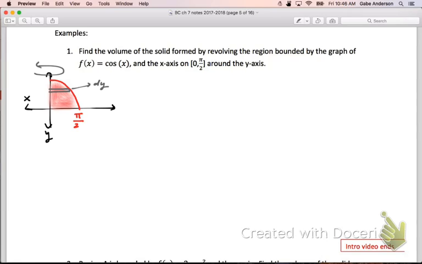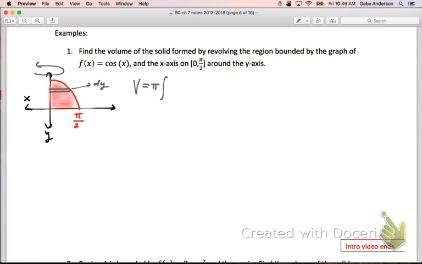The reason why I draw that representative rectangle in first is because I want to establish what the thickness of the representative rectangle is, because that is going to tell me what the rest of my integrand and the whole integral, everything, is going to be in terms of. So it's going to be in terms of y for this one. Okay, so I'm going to be using the disk method here. So volume equals pi times the integral.